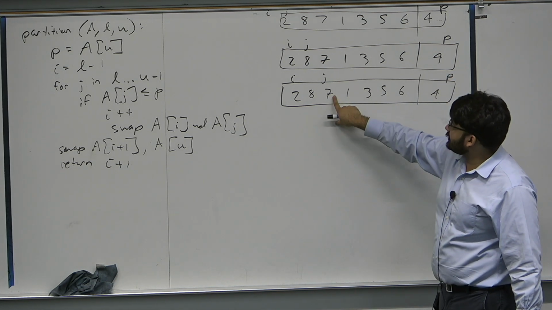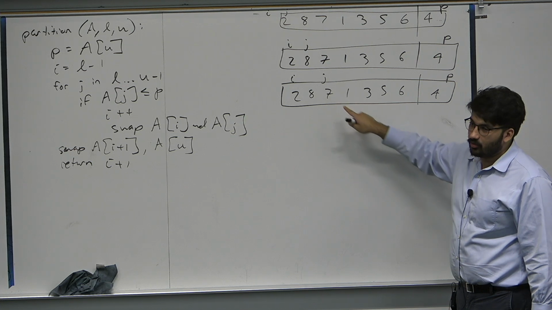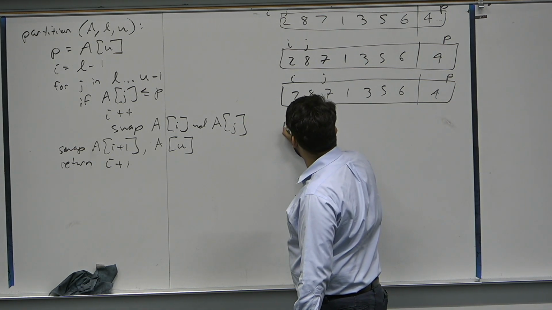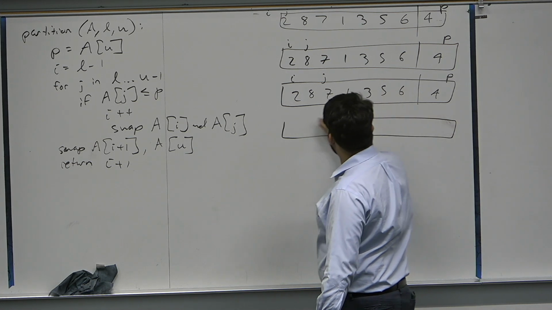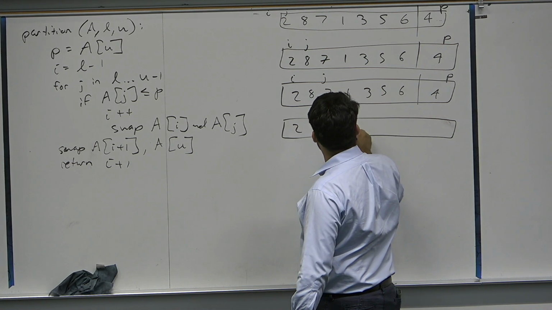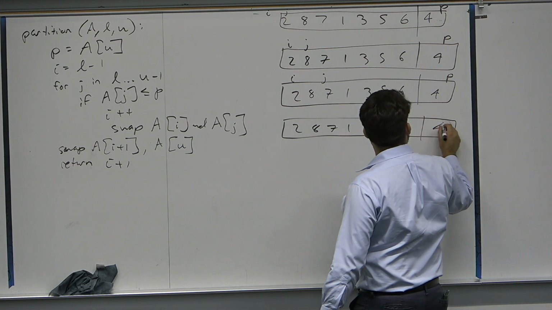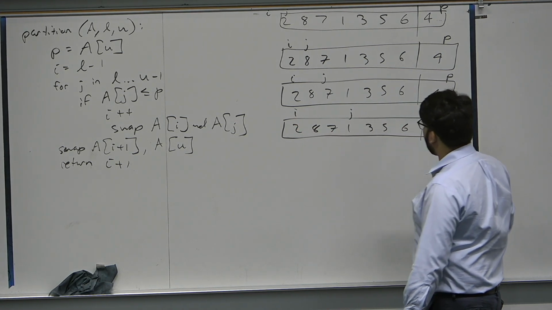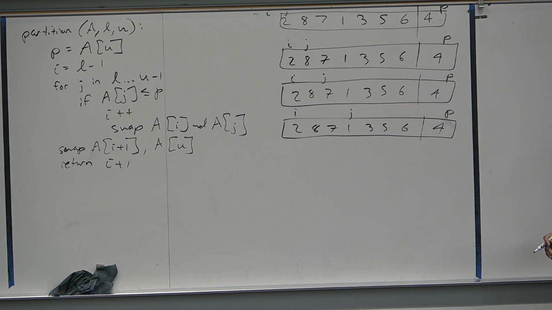Okay. Is 7 less than 4? No. We're not going to increment I. We're not going to swap anything. We're just going to increment the for loop. Okay. Here we can illustrate what is going on between the things.